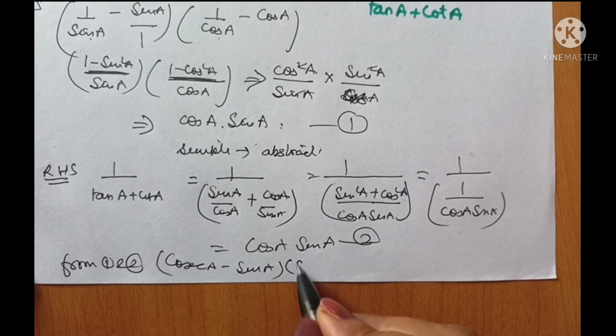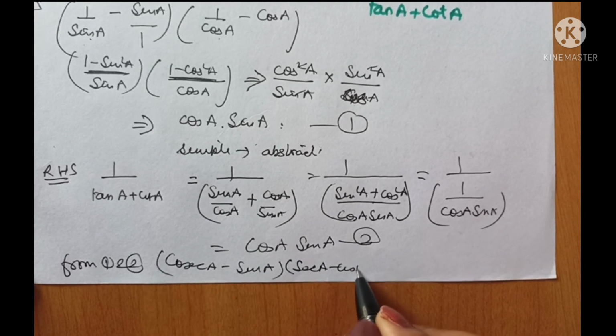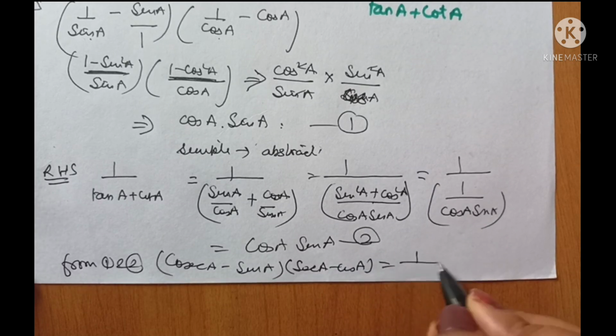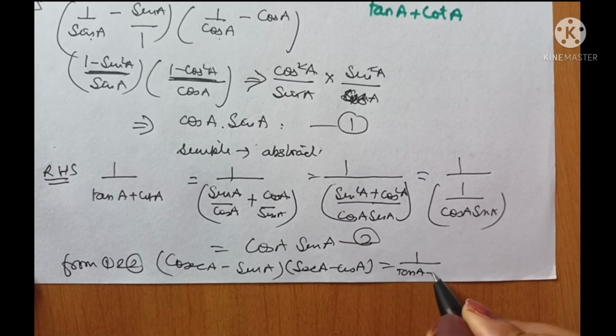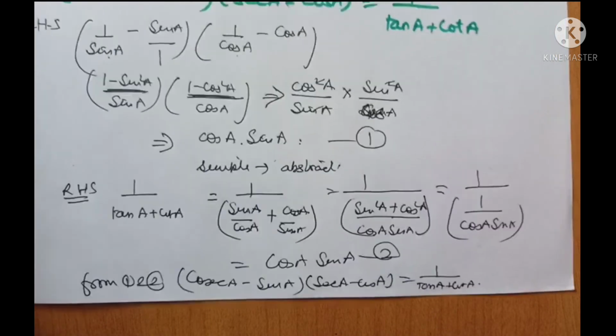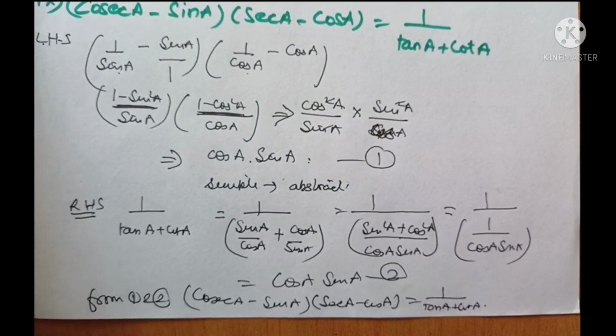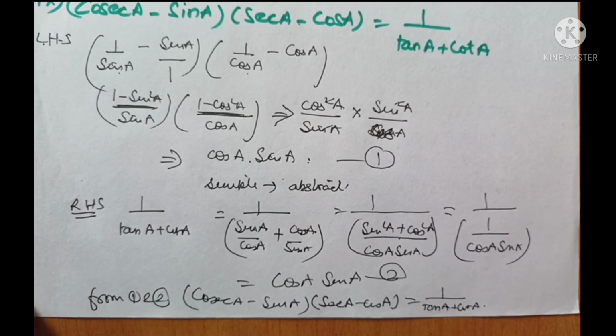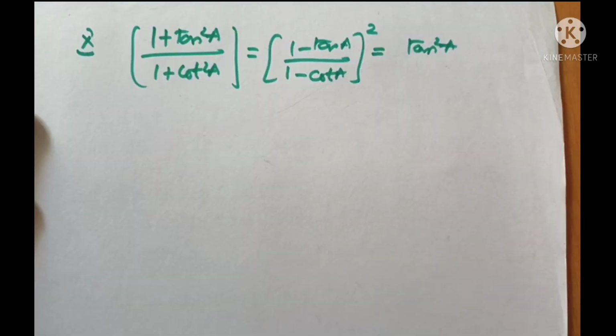Cosec A minus sine A into secant A minus cos A. Write the complete statement initial which is given is equal to 1 by tangent A plus cot A. So I hope you understand this one. Let's get to the last part. Please repeat all the parts when you are done with the video.